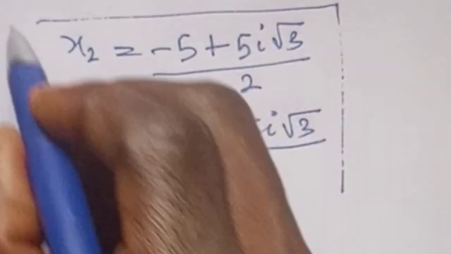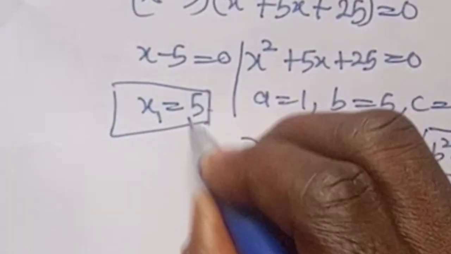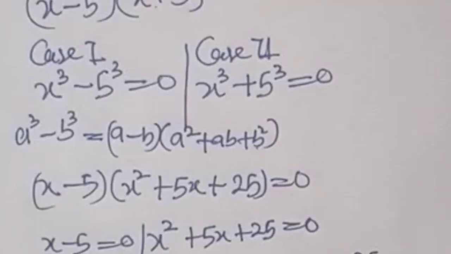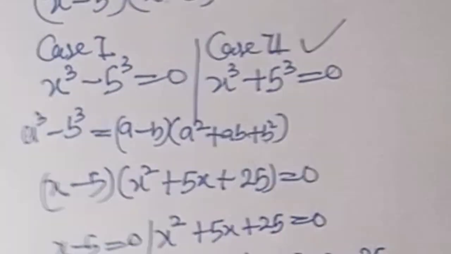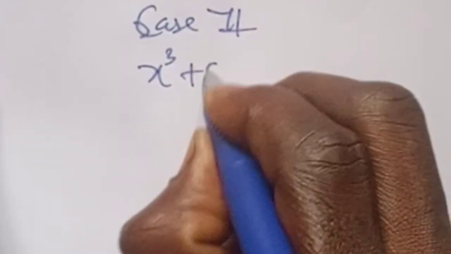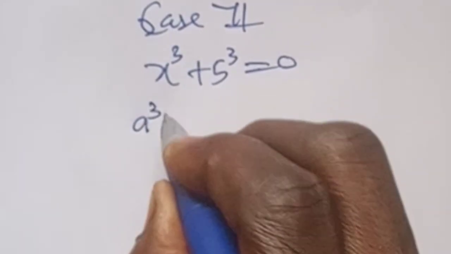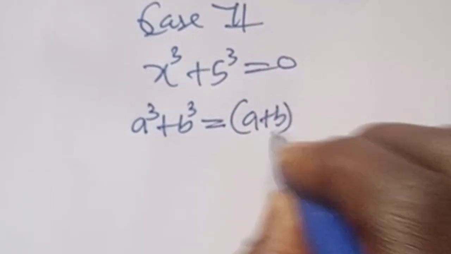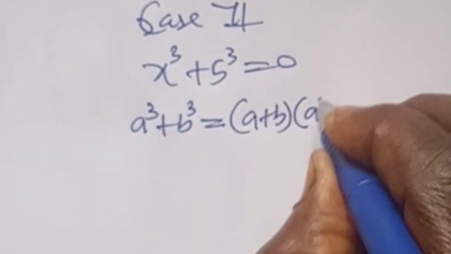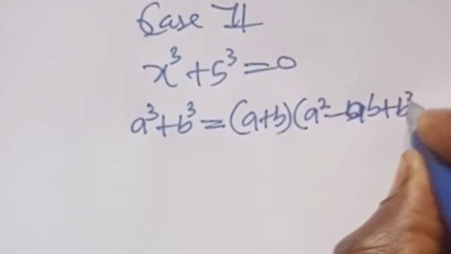From the first part, we have two complex solutions and one real solution. So for case 2, x to the power of 3 plus 5 to the power of 3 equals 0. This is in the form of a to the power of 3 plus b to the power of 3 and is represented as a plus b into a to the power of 2 minus ab plus b to the power of 2.